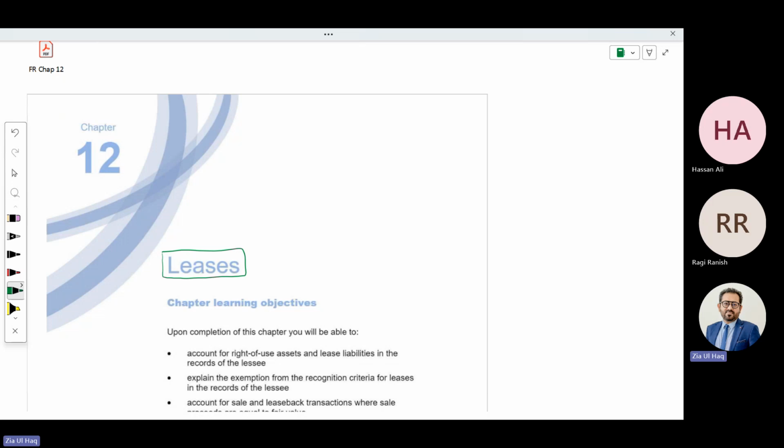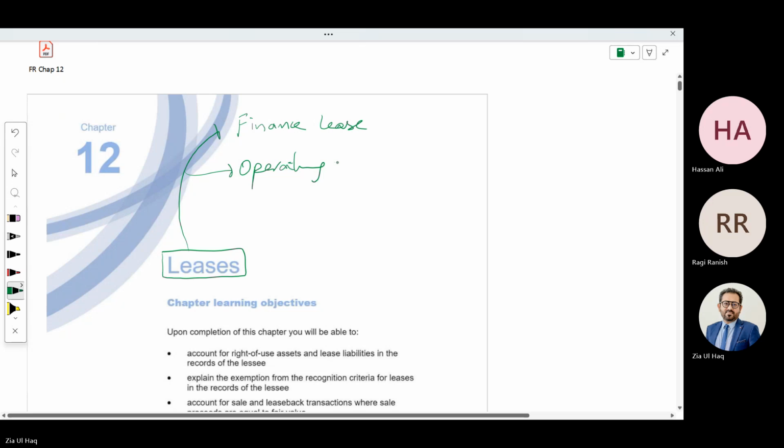A few years back, there was a standard on leases. According to that standard, there were two types of leases. One is called finance lease and the other is called operating lease. Before moving to finance lease and operating lease, what is a lease?